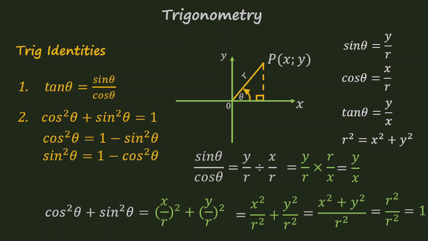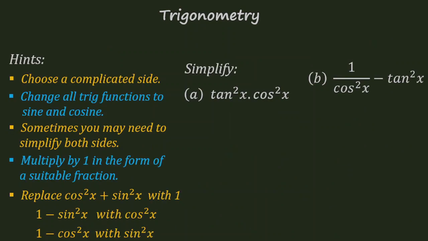Now let us see how we actually apply this knowledge in the following problems. But before we start solving these problems, there are some hints that are very important and very useful in solving trigonometric identities. So when you are given a trigonometric identity, your main task is to prove that one side of the identity equals the other.